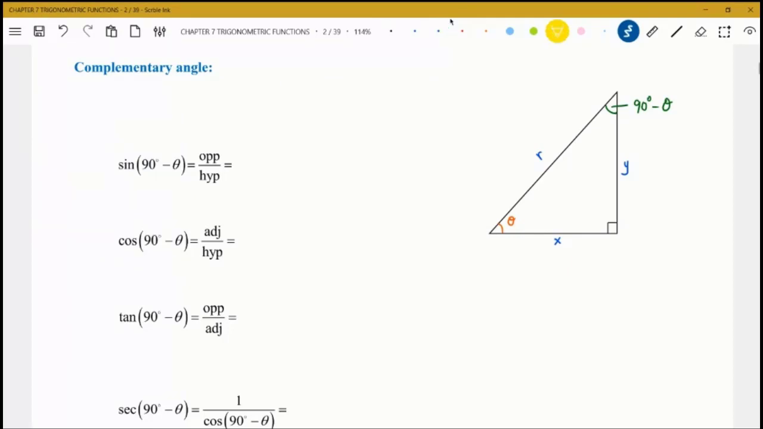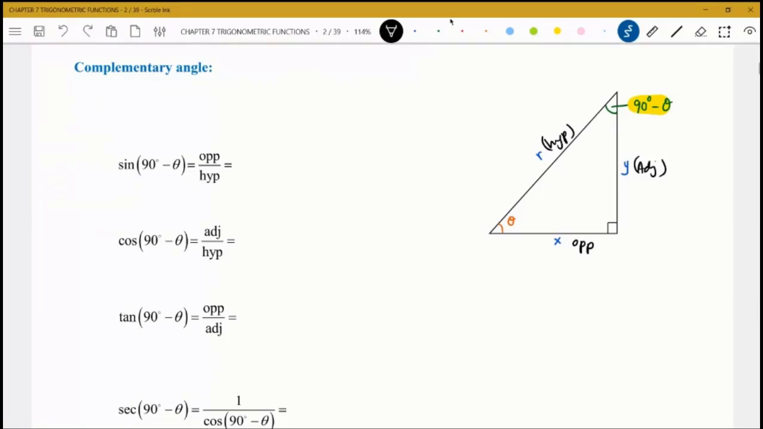So now we need to find primary trigo and secondary trigo for the 90 minus theta. So kita akan refer kepada yang ini. Okay, so opposite untuk 90 minus theta adalah x, adjacent adalah y, hypotenuse still the same. Okay, so sine 90 minus theta, which is opposite over hypotenuse, so it's going to be x over r. Okay, and then cos, we have adjacent over hypotenuse.